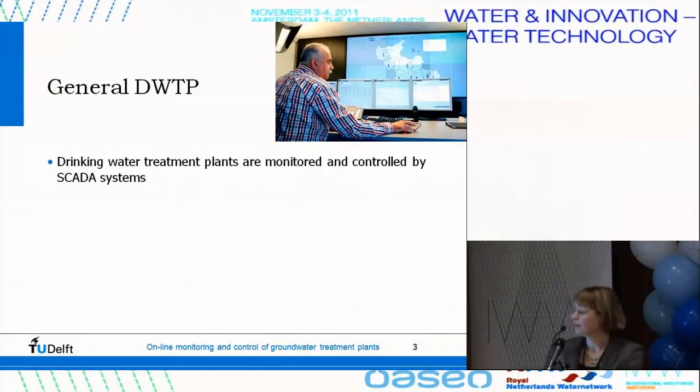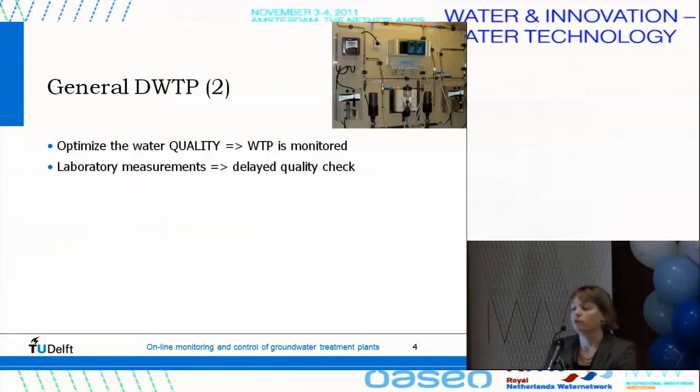Drinking water treatment plants are monitored and controlled by SCADA systems, and most of the time these SCADA systems mainly focus on water quantity. And of course it's important that enough water is going through all the processes, but it's also nice to know a little bit more about the water quality of your treatment processes. So therefore it's very important to get to know more information about your water quality.